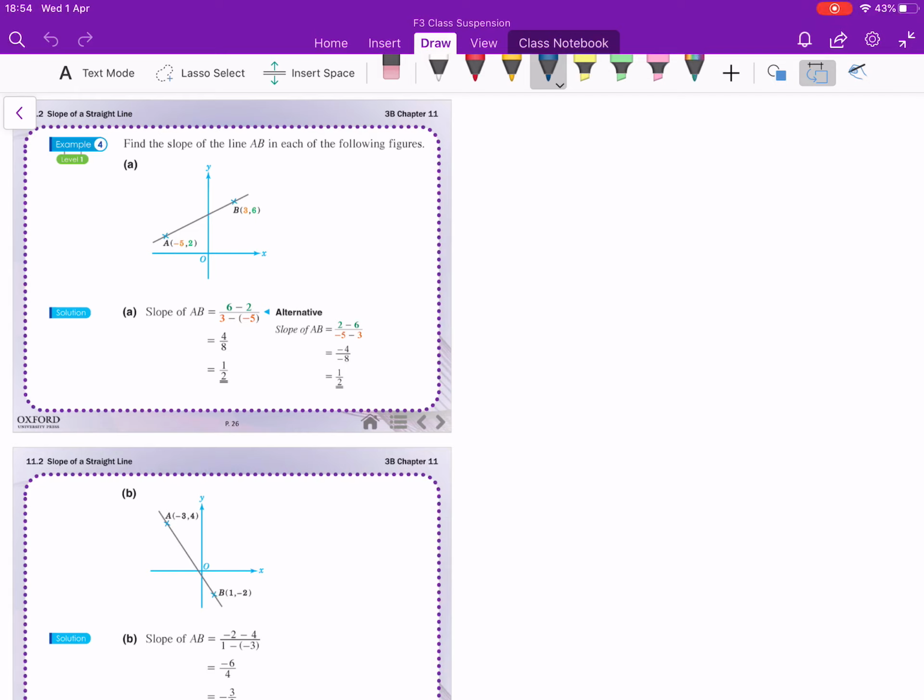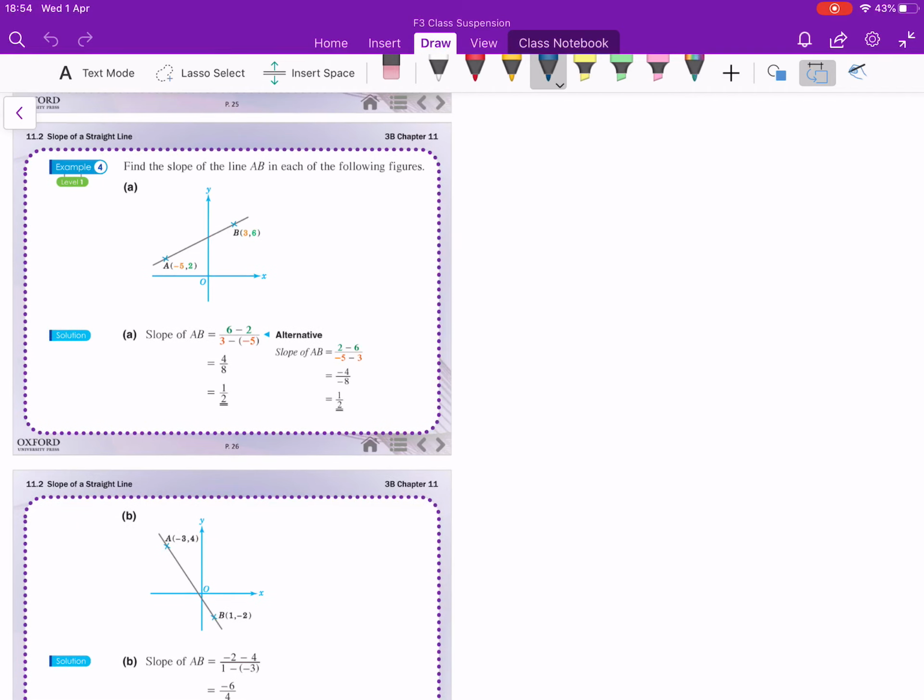Hello, Form 3 students. In today's online lesson, you learned a new formula called the slope formula. And in this video, we'll focus on the basic concept of the slope formula. Roughly speaking, slope is a similar concept to gradient, but in the later part of this video, we'll discuss the difference between them.